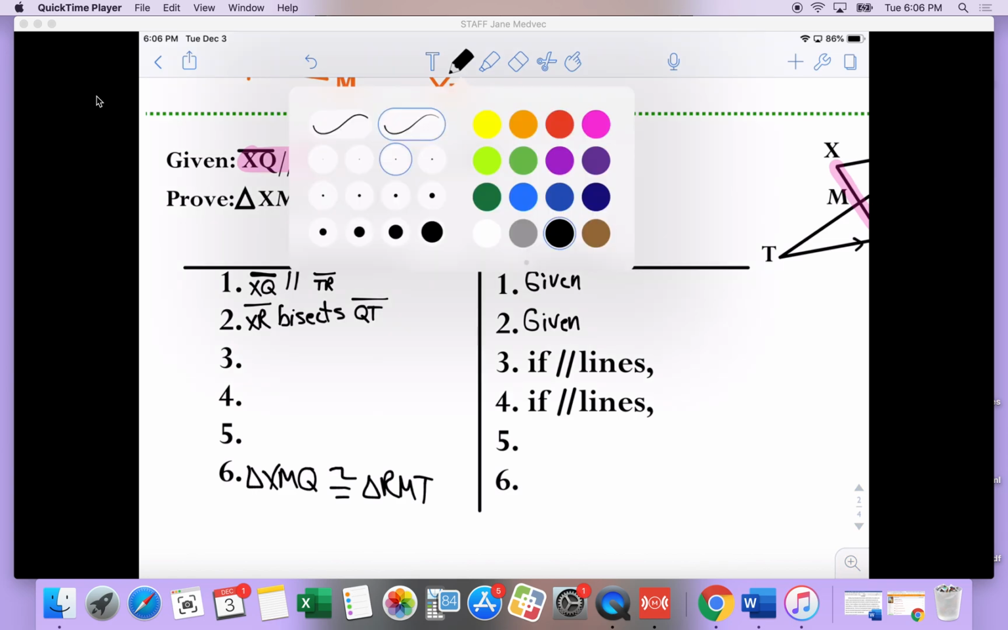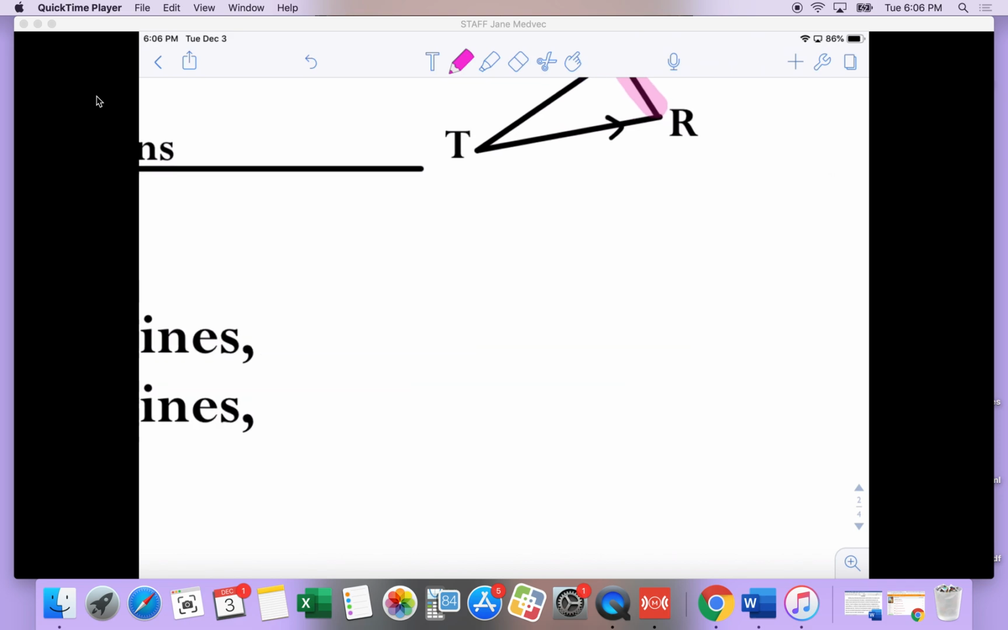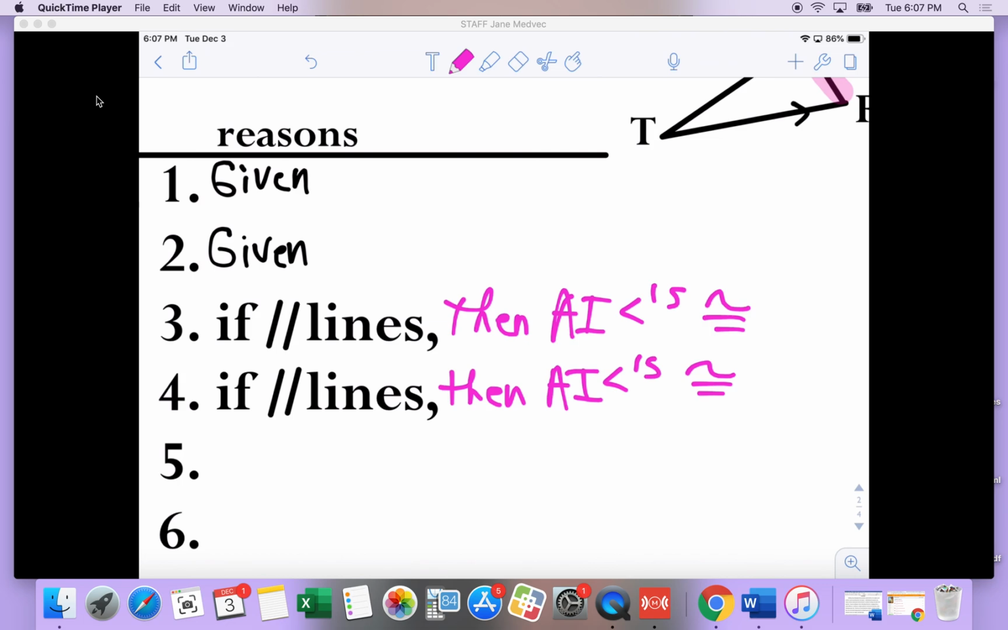One thing to take a look at is it says if parallel lines. Notice that they do it twice. Generally, if they do parallel lines and you are dealing with triangles, the next logical step would be: if parallel lines, then alternate interior angles congruent. And I can do it on both, because you'll notice it says if parallel lines. Now they gave me that.